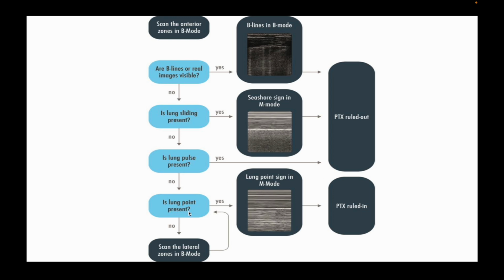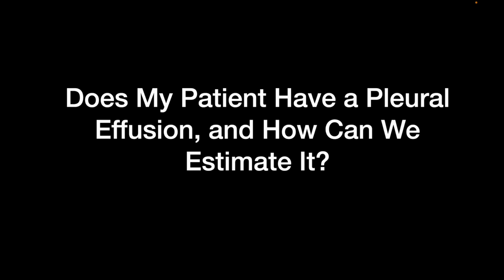Then you try to find the lung point. If you still find a lung point, then you do an M mode and you will find a barcode sign, no more seashore, and the pneumothorax is ruled in. Now scan to the lateral zone in the B line. So from anterior, you go to lateral.